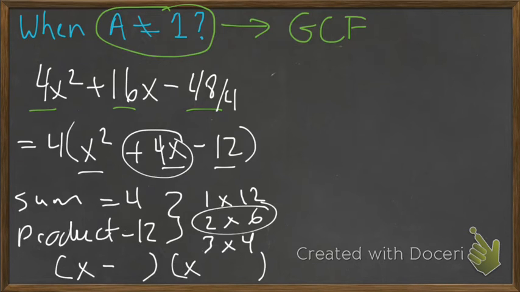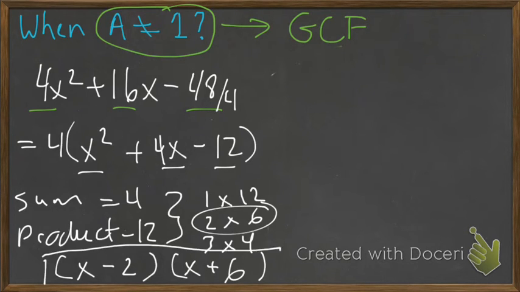Positive 4. I need negative 12 though, so one of my two values is going to have to be negative, one's going to have to be positive. So let's do x subtract 2 and x plus 6. I think that should work out just fine.